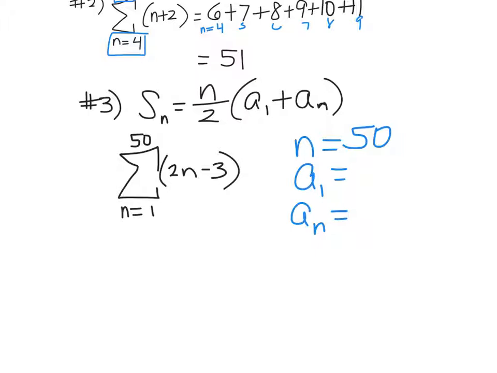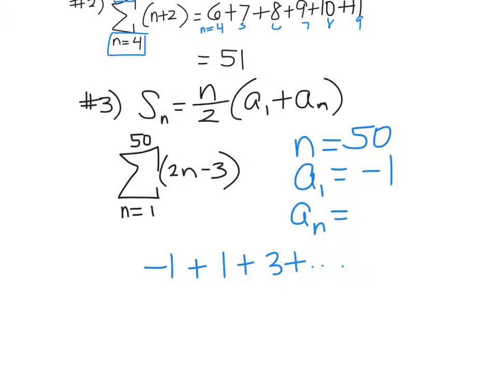All right, what is your first term? Your first term is by plugging in n equals what? 1. If I were to start this formula here, I would plug in n equals 1, and I would get what? Negative 1, right? N equals 2 would give me positive 1. N equals 3 would give me 3, and so on and so on. So my first term is negative 1.